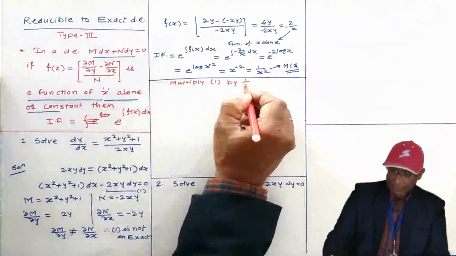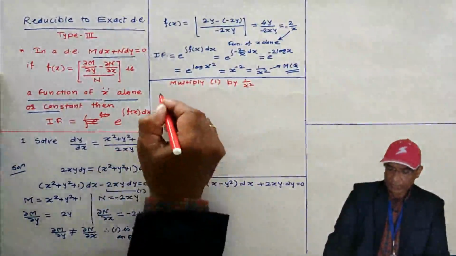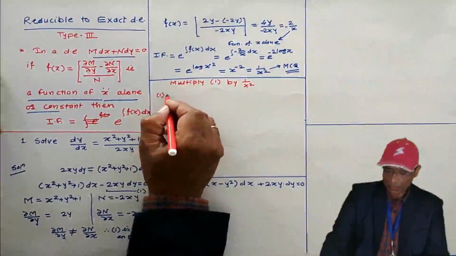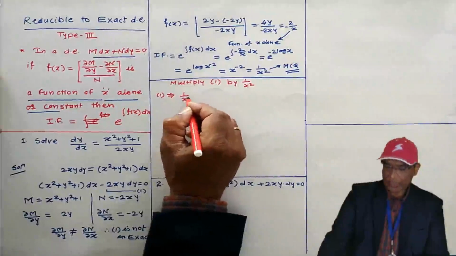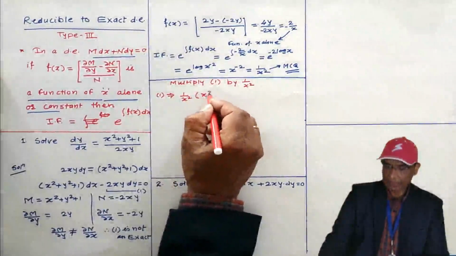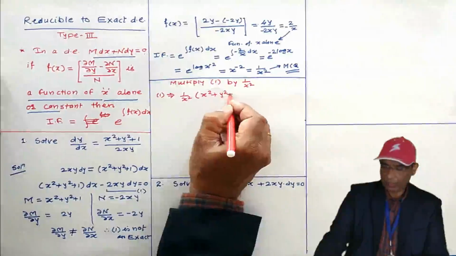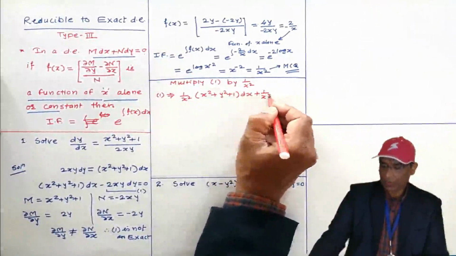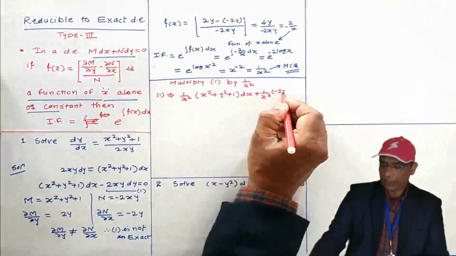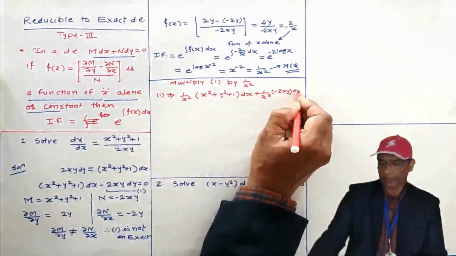If you multiply equation 1 by the integrating factor, then equation 1 becomes, I am multiplying this by the integrating factor. You can write down the direct steps also. I am writing indirectly because this is our first problem of this type. 1 by x square, minus 2xy, multiplied by the integrating factor.